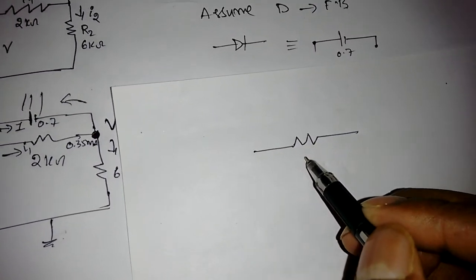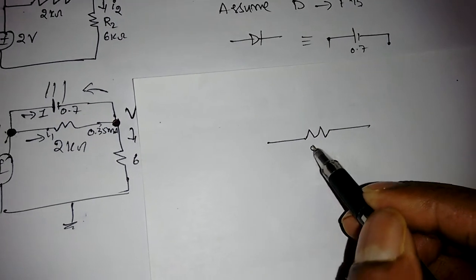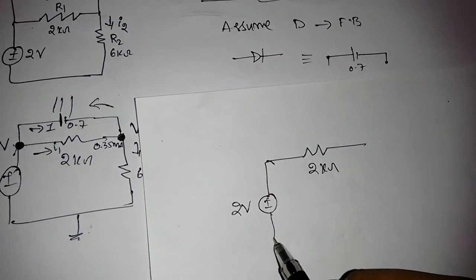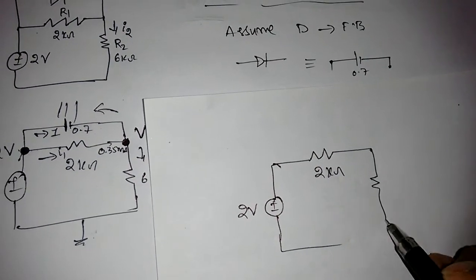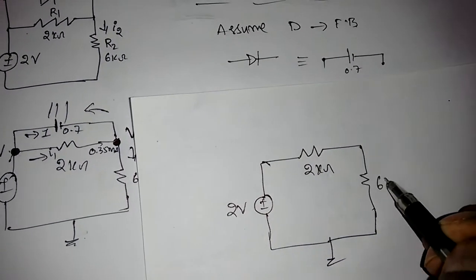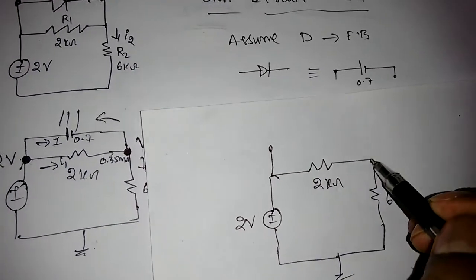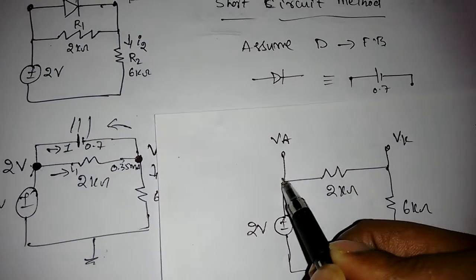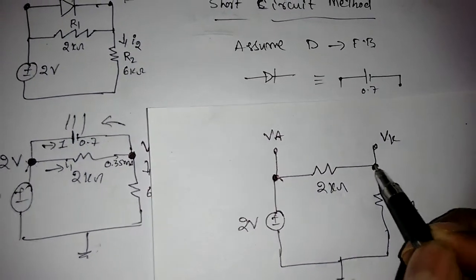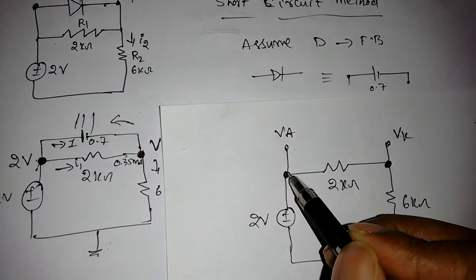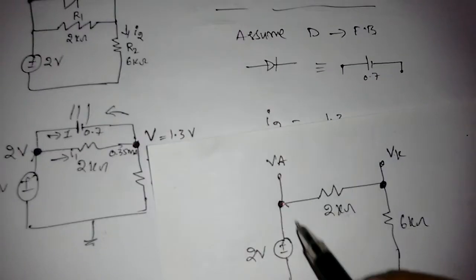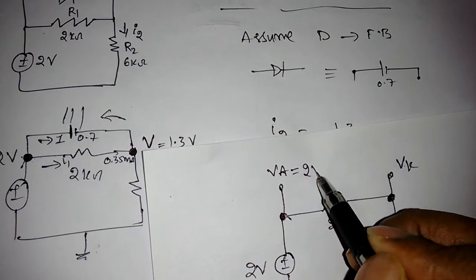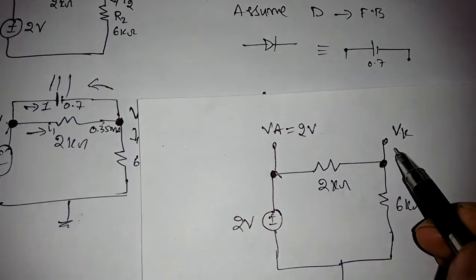This is 2 kilo ohm, with plus minus 2 volt. This is a grounded 6 kilo ohm. So I need to open this diode and replace it with VA and VK. Now I need a voltage here and a voltage here, right? So I can easily find VA. VA is connected to this 2 volt to the ground, so I can directly say VA is equal to 2 volts. Now I need to find VK, right?